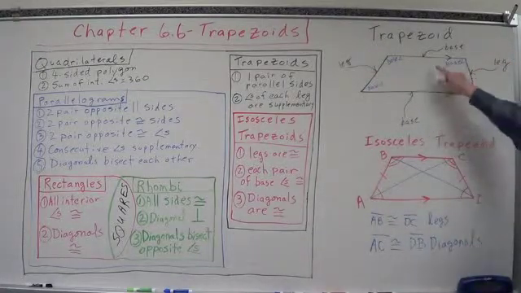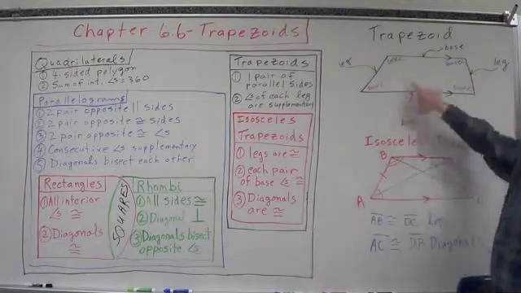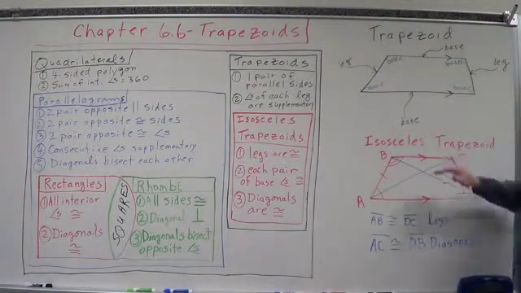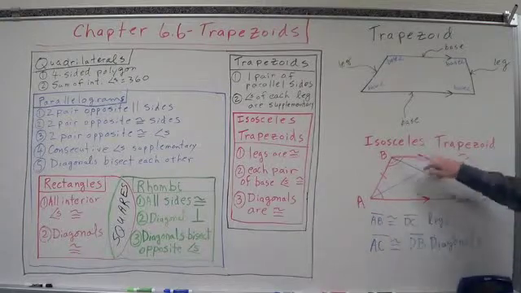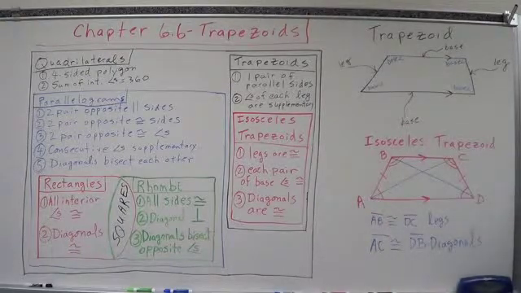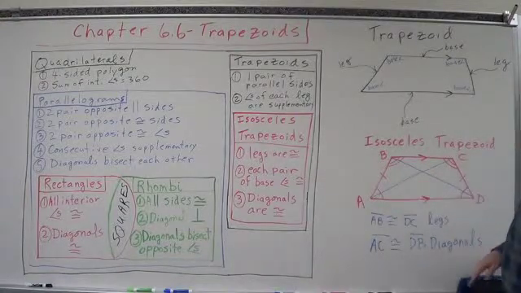Regular trapezoid: two parallel sides, legs that are not congruent, base angles. Isosceles trapezoid: legs that are congruent, and diagonals that are congruent. And in the isosceles trapezoid, this pair of base angles is congruent, and this pair of base angles is congruent.